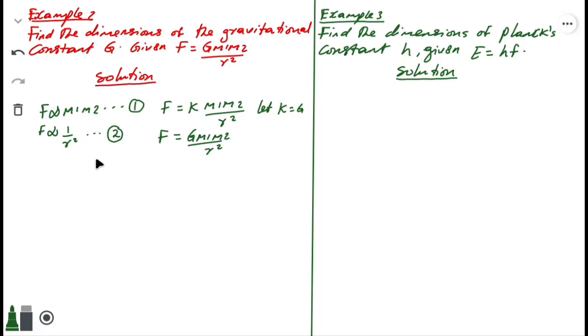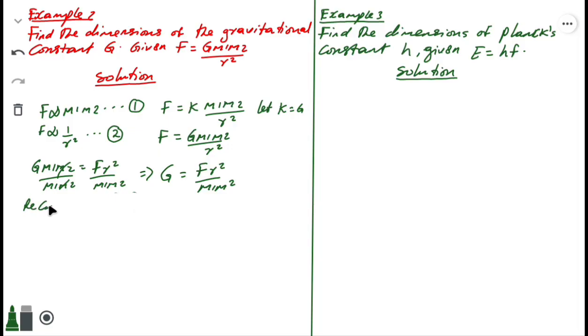Now let's find the dimension of the gravitational constant G. All we need to do is to make G the subject of the formula. So let's do that now. G m1 m2 will be equal to F r squared. Divide both sides by m1 m2. So G will be equal to F r squared over m1 m2.